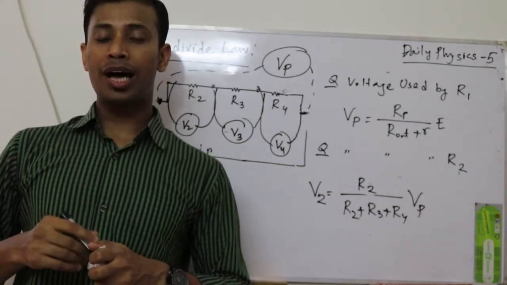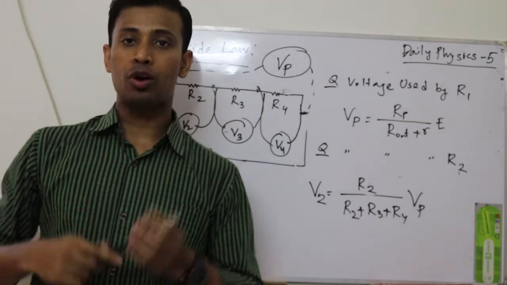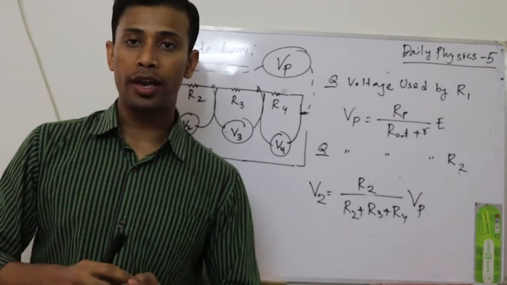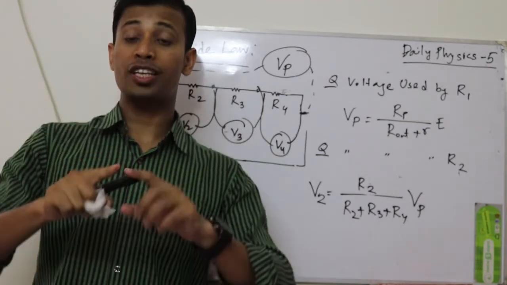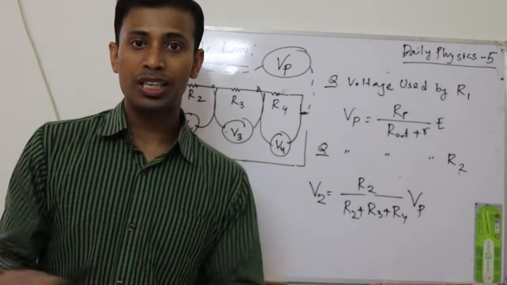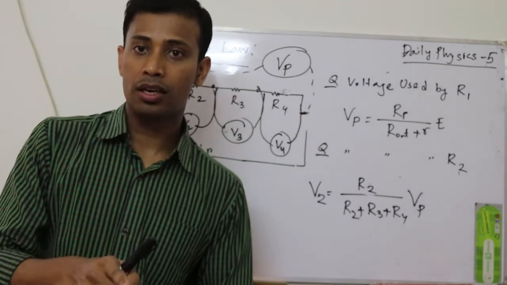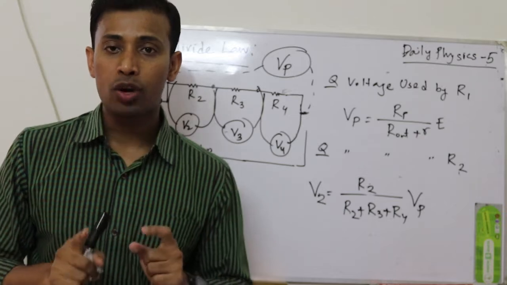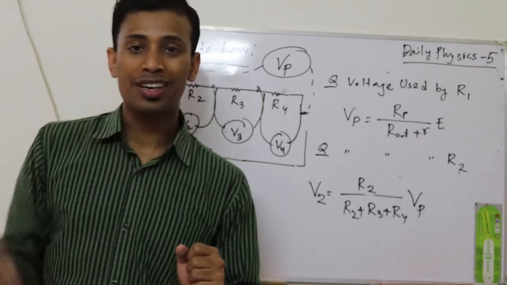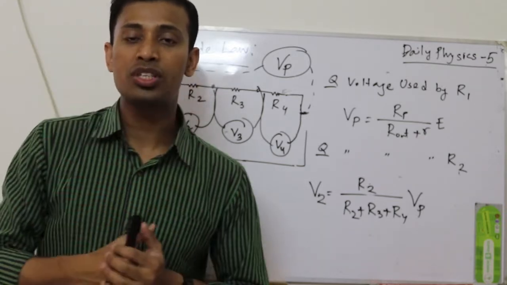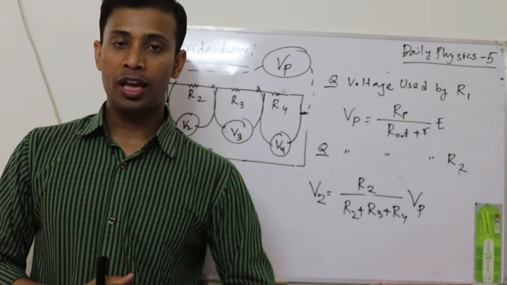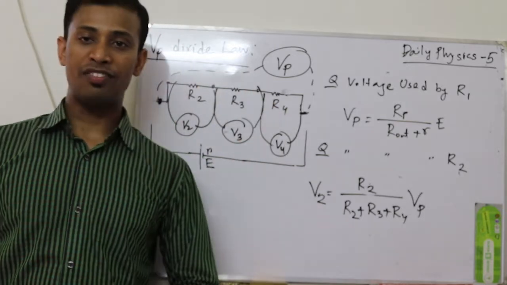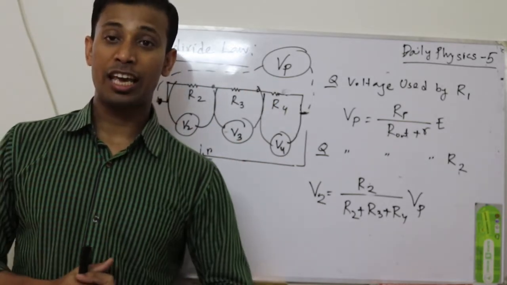So this was the Vp divide law, that is how to get the voltage through a resistance which is not in the main line. Now you can understand how to get the voltage used by a resistance which is not on the main line but on a line that is part of a parallel group, by using the Vp divide law. So let's discuss a problem.